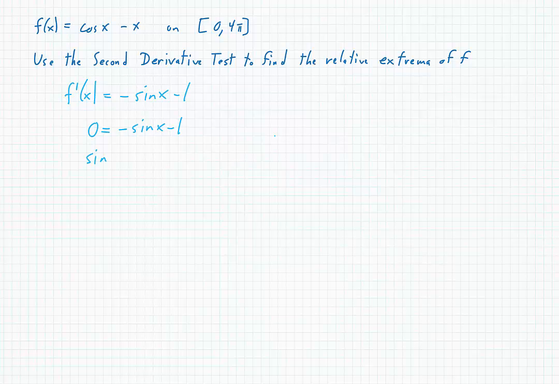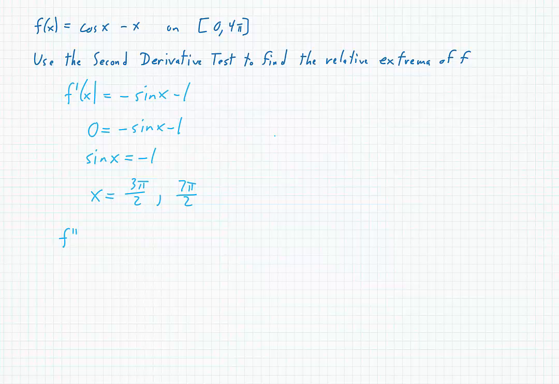So adding sine of x to both sides will give us sine of x is equal to negative 1 here. That's going to happen at 3 pi over 2, and is going to happen again 2 pi later, which is at 7 pi over 2.